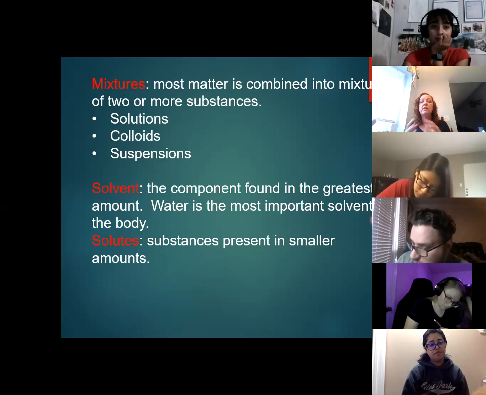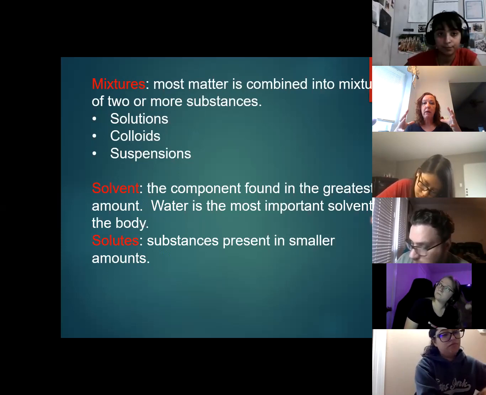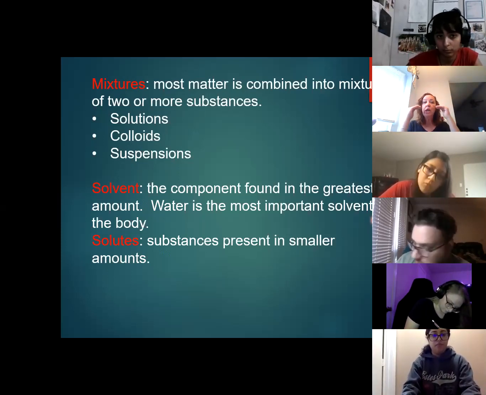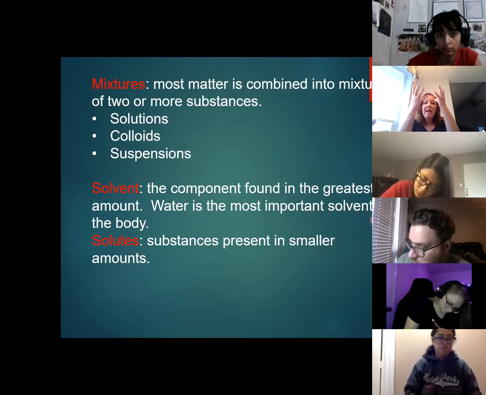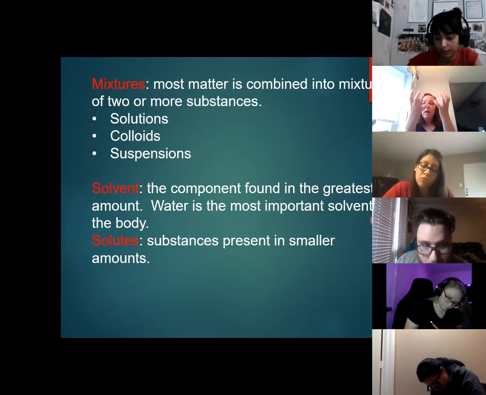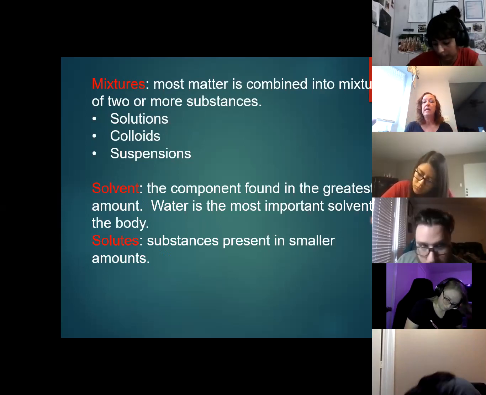Colloids and suspensions, the molecules are going to get much bigger. And so that is going to potentially impede light, where it will start to look cloudy. You can't really see through it, and they're going to settle out. So if you leave it sitting, those molecules are going to settle to the bottom.